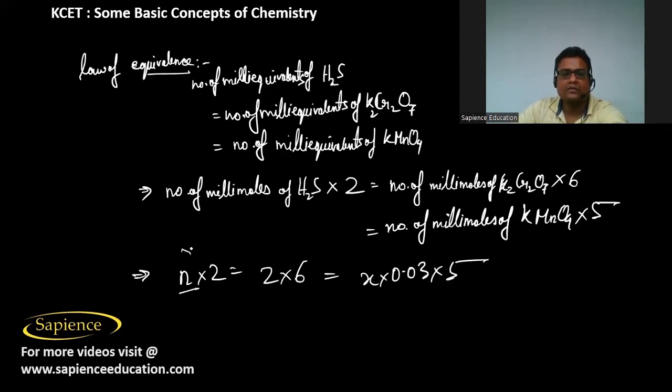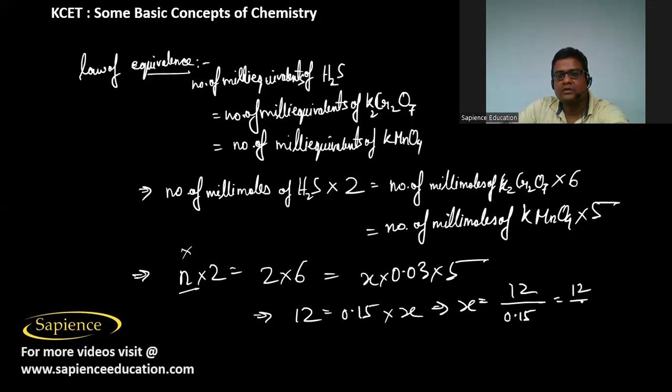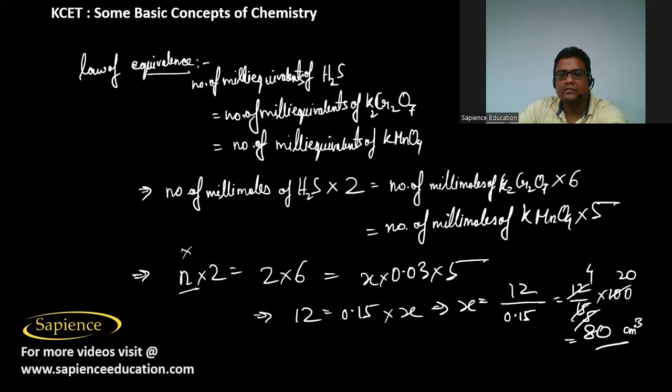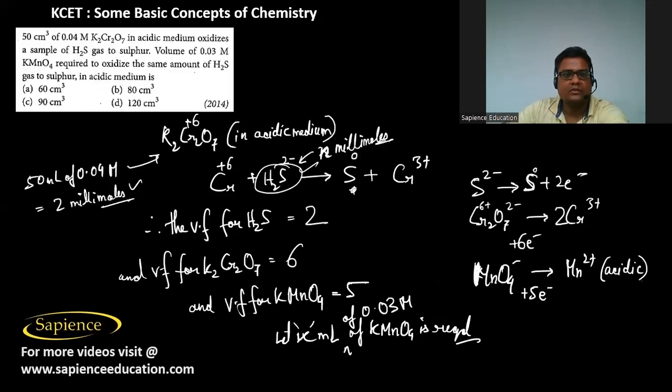We don't have to find n, we have to find x. So we can simply say 12 equals 0.15 into x, since 3 5s are 15. Therefore x will be equal to 12 by 0.15, which is 12 by 15 into 100. 3 4s are 12, 3 5s are 15, 5 2s are 20, so 80 ml. So 80 centimeter cube of KMnO4 is required to oxidize the same amount of H2S to sulfur in the acidic medium. So option B is the correct answer.